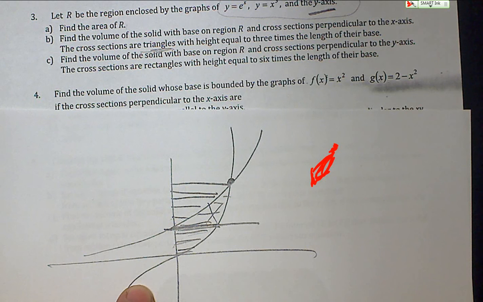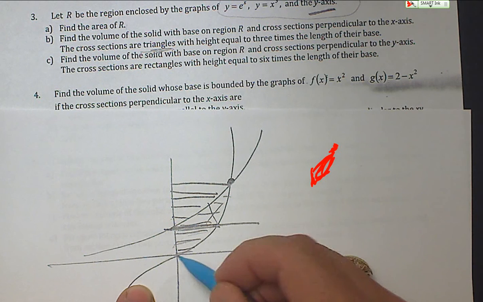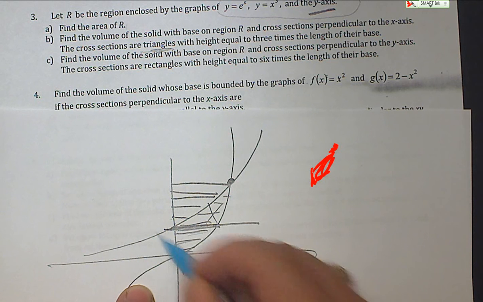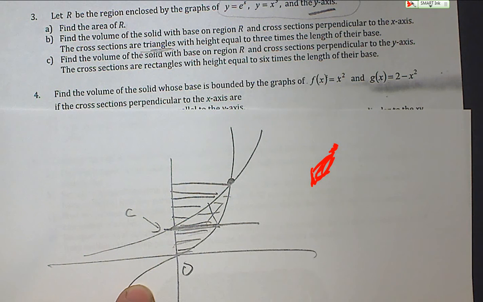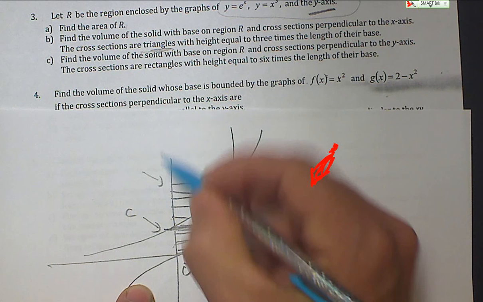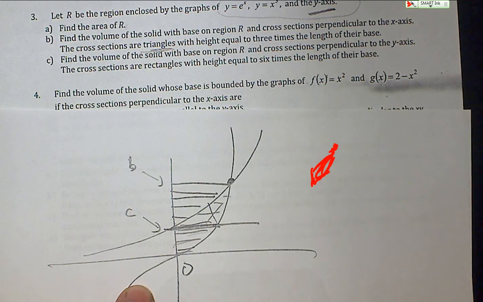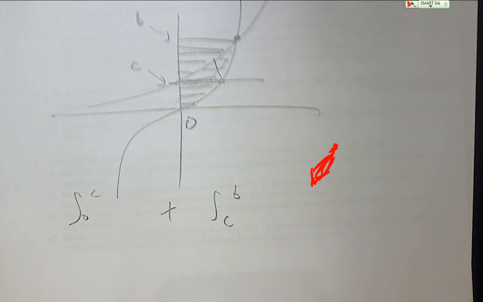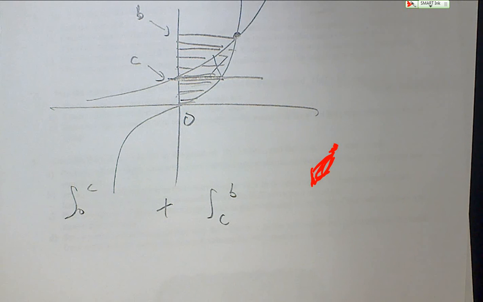It's going to be from 0 to this point right here. I'm going to call this point C. And then from C, that was our point B we had a while ago. It'll be integral from 0 to C plus integral from C to B. Why can't you just solve for x and move the equation? You're going to.